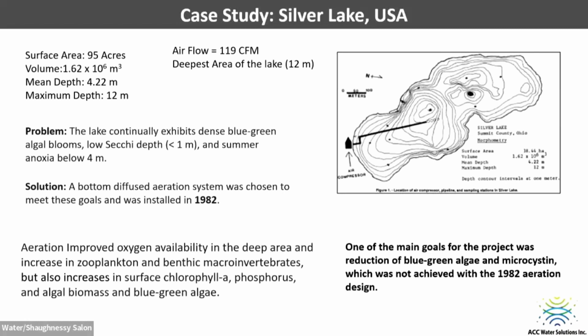And this is a case study. I got this quote, based on their language, that one of the main goals of the project was the reduction of blue-green algae and microcystin, which was not achieved with the 1982 aeration design. So basically they spent maybe $100,000 at that time on the system. Now they are out of budget, they cannot improve or do anything. They were just hoping for the best that maybe eventually it would solve the problem.